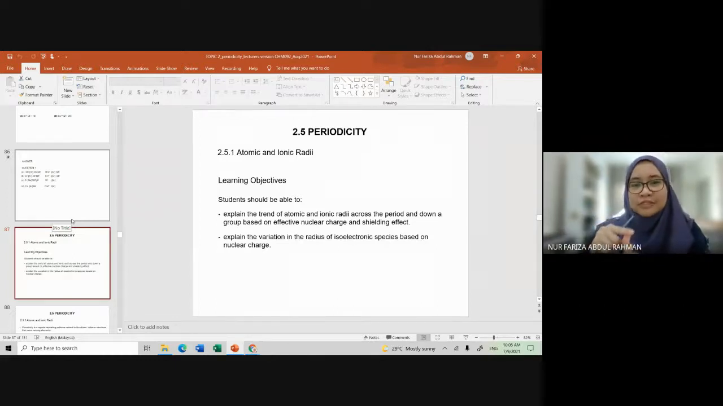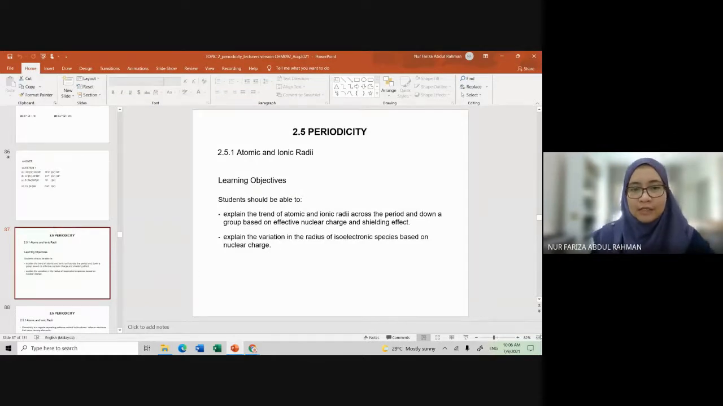So what happens to the size of the atoms of the elements across the period and also down the group? We also want to know what happens to the ionization energy of the elements, again across the period and down the group, then electron affinity, and last but not least, the electronegativity of the elements. We want to know all of these characteristics for elements in the periodic table. That is what we call periodicity, in simpler explanation.